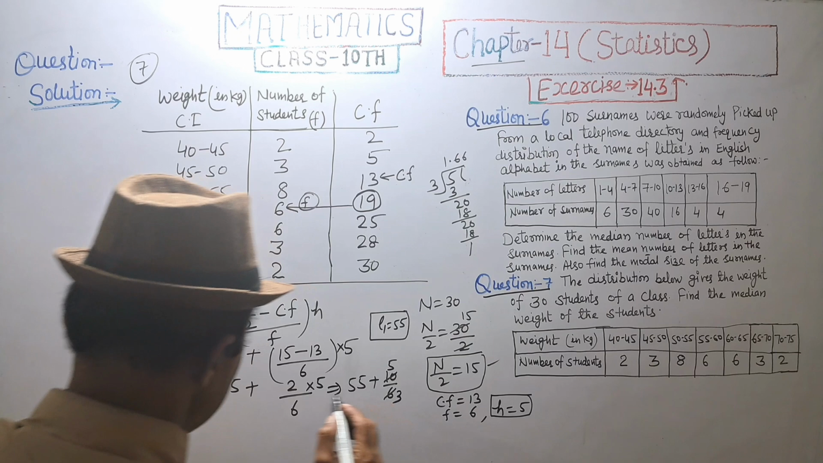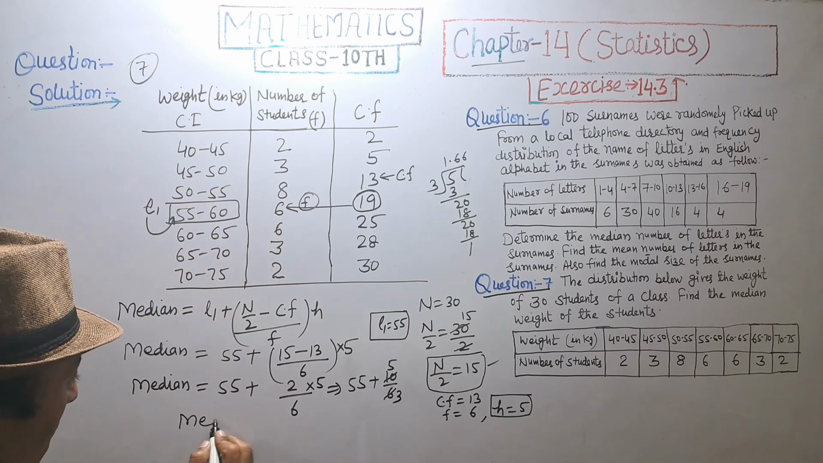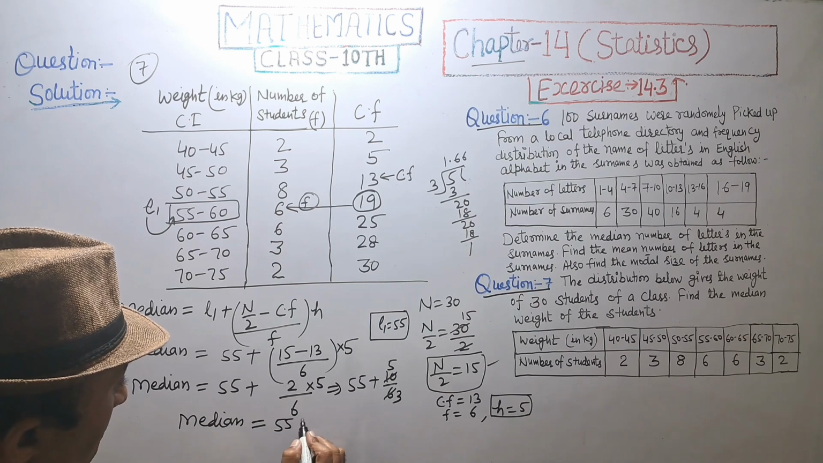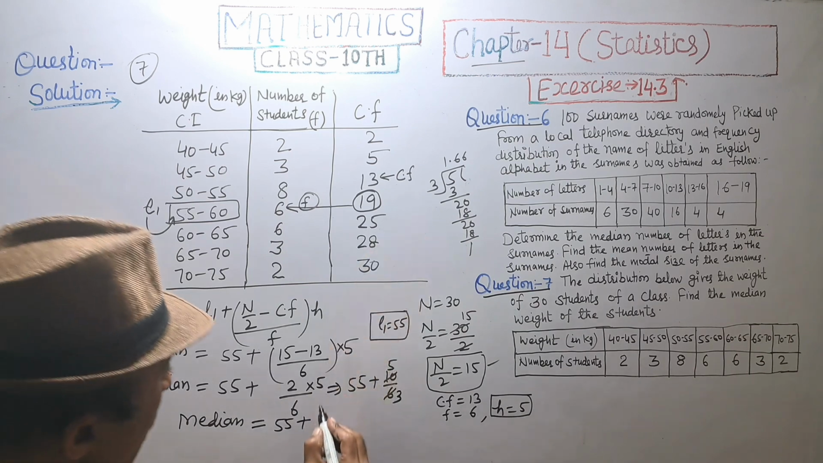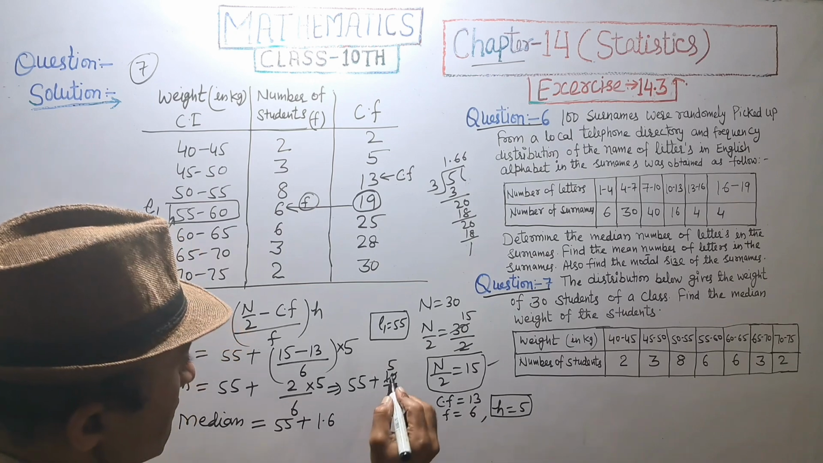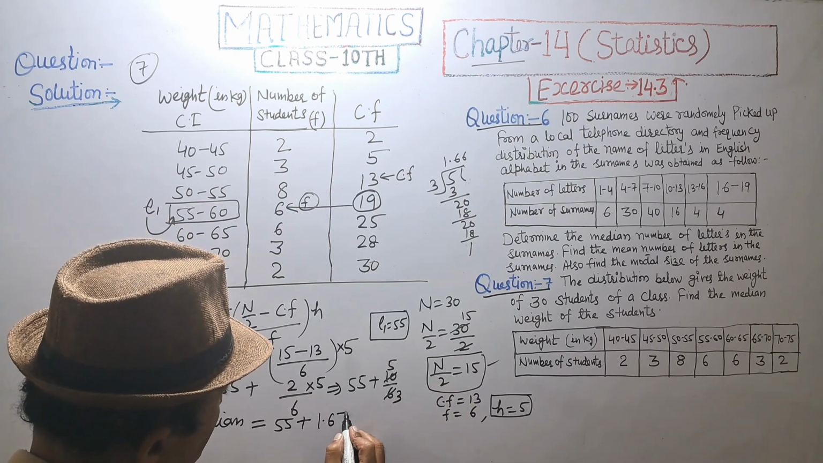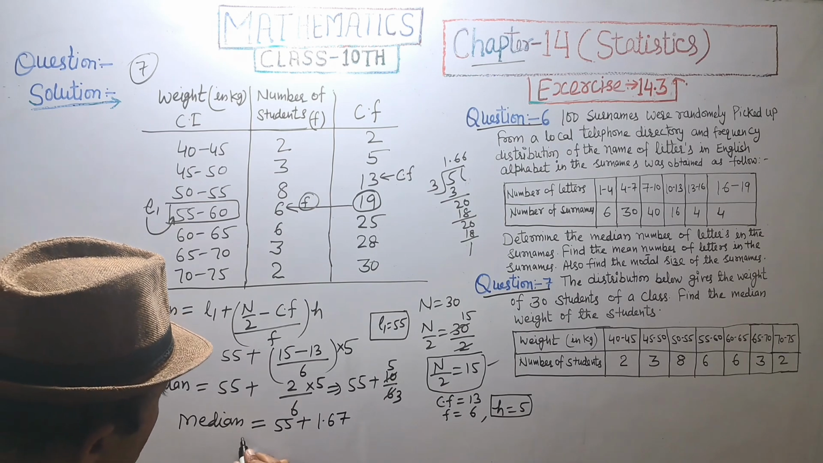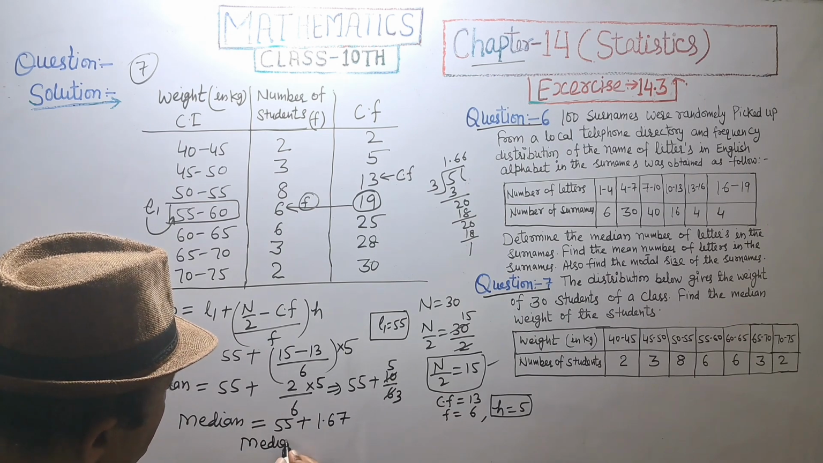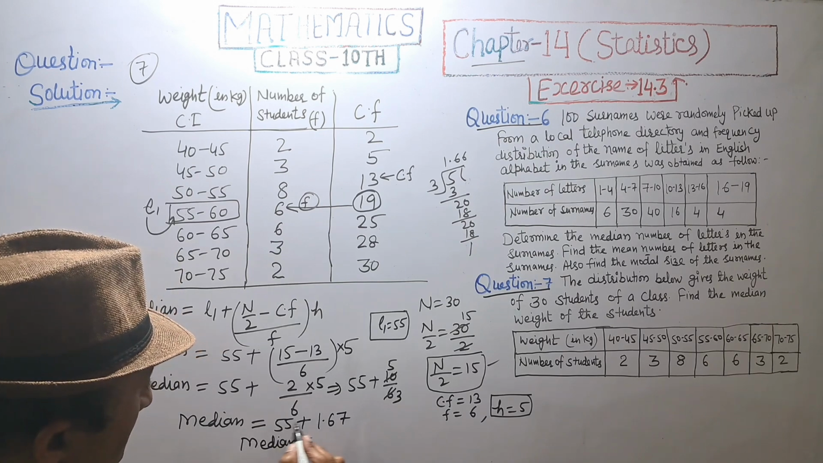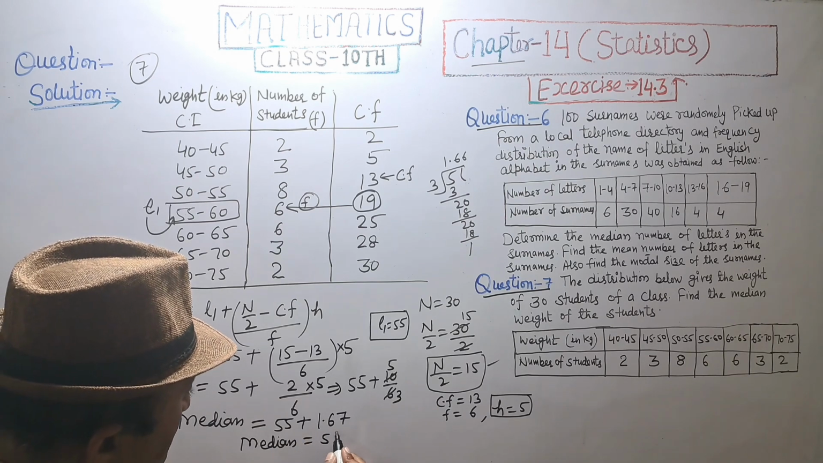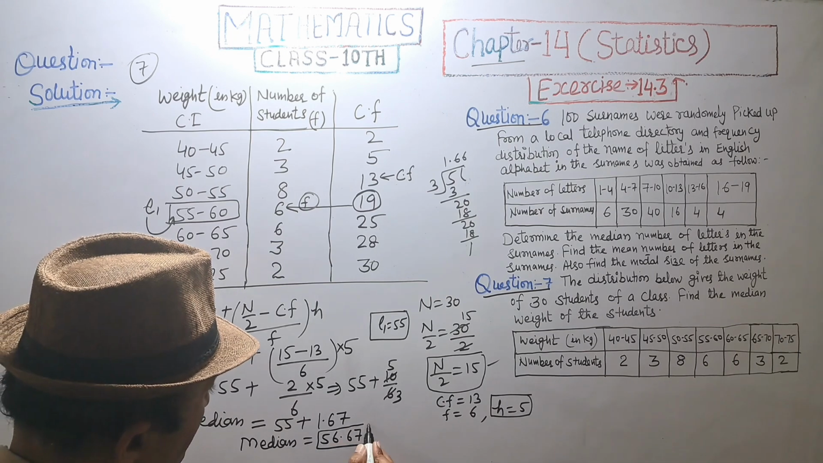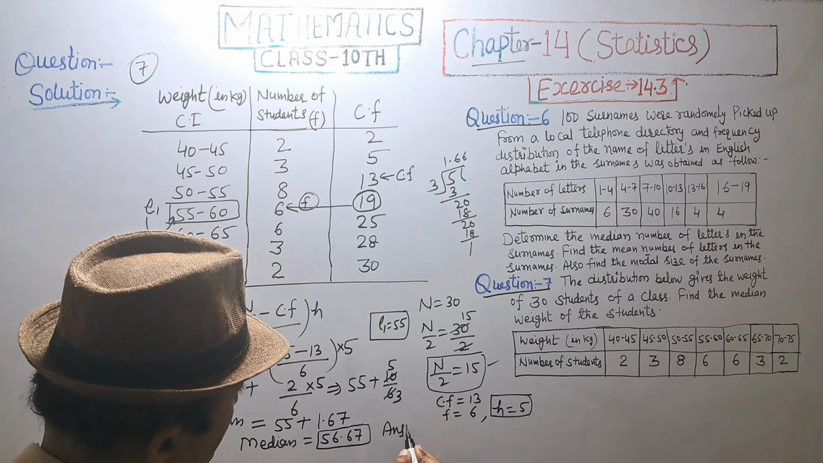So approximate value: median is equal to 55 plus 1.666, that is 1.67. So median is equal to 55 plus 1.67, that is 56.67. Answer.